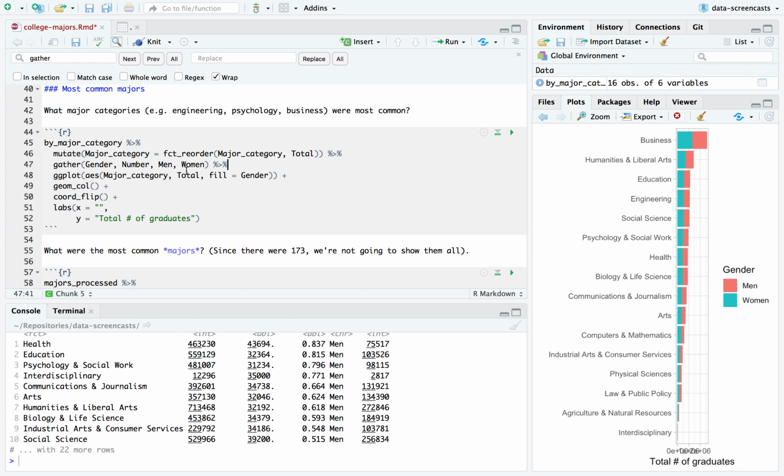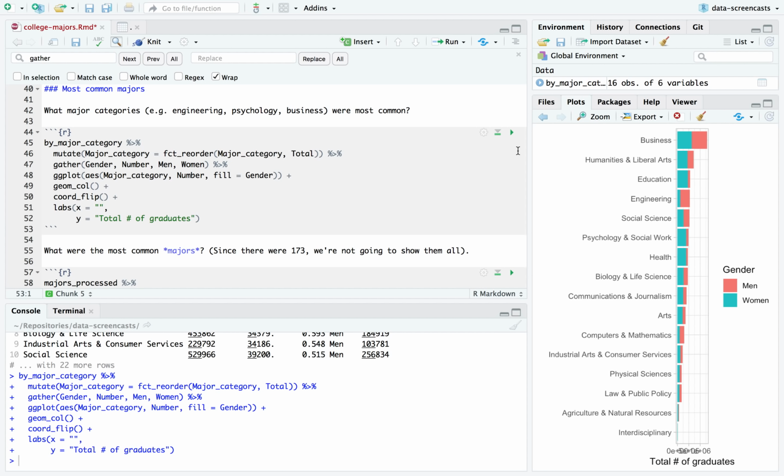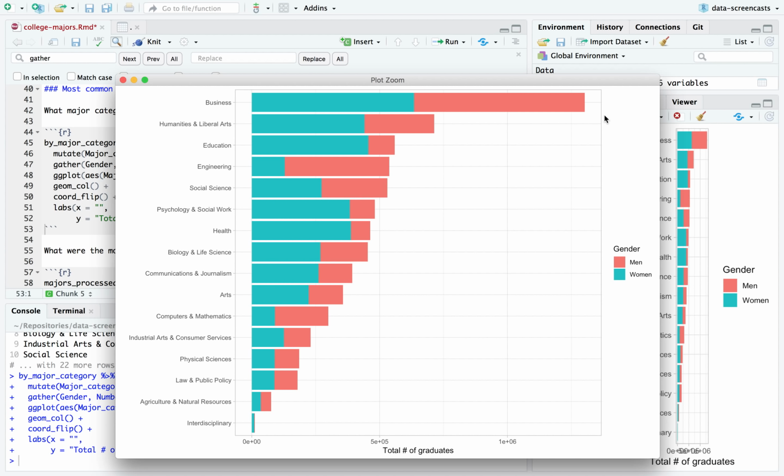Oh, anyone see it? Here it is. I was graphing the total when I should have been graphing the number. Be really careful when you make your graphs. Like, if they look weird, dig into that a little bit. All right. Here it is.